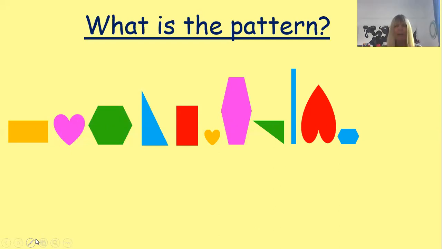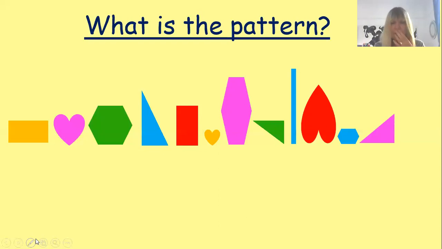Just going to go back and check. I'll do the colours first. Orange, pink, green, turquoise, red, orange, pink, green, turquoise. No, I'm not seeing a pattern there. Let me try with the shapes. Rectangle, heart, hexagon, triangle. Rectangle, heart, hexagon, triangle. Rectangle, heart, hexagon. So the next shape, fingers crossed again, should be a triangle. Whew, yes, a pink triangle.